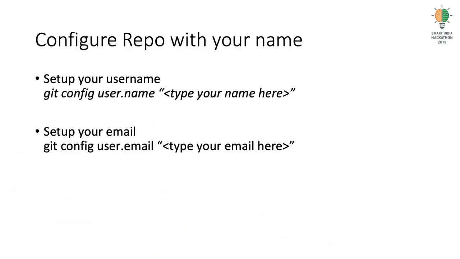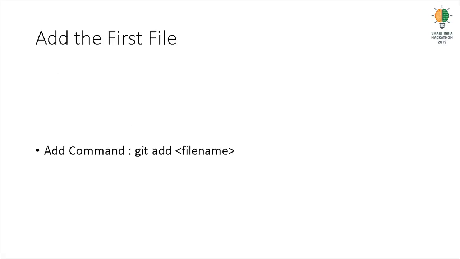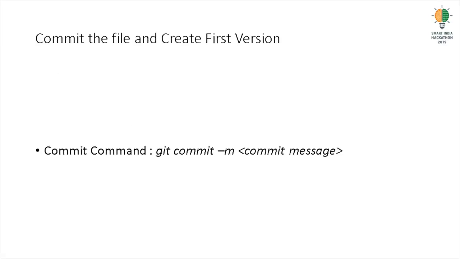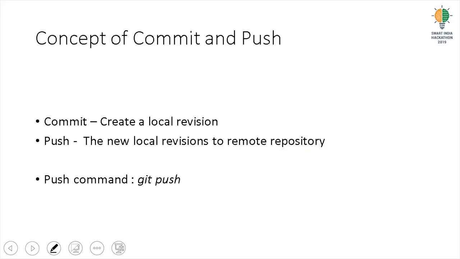So, we did clone, then we set up our username and email. Now, when you type your username, type your actual name there. Don't just become blind and type the placeholder, type your name. Don't do it like that. Then you add your first file, then you commit the file. Always remember the commit message. Don't keep it blank.